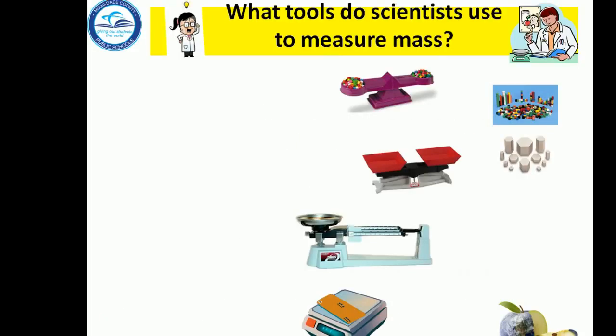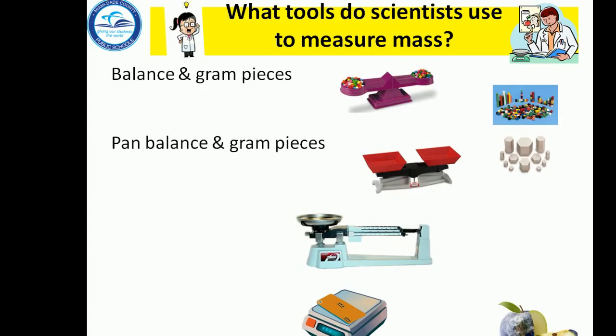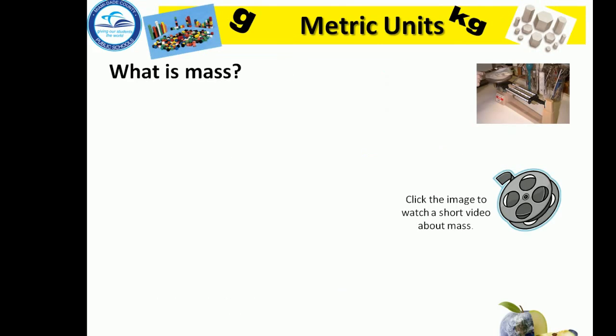So what are some tools that scientists use to measure mass? Mass is kind of a fancy way of saying weight. You can use a balance in gram pieces and weigh them. By the way, 1 gram is about the weight of a small paper clip, so it's really little. You can use a pan balance in little gram pieces, a triple beam balance, or you can use an electronic balance.